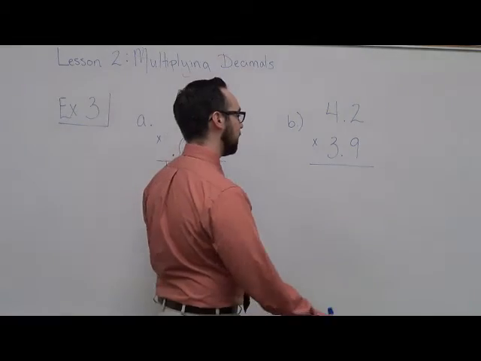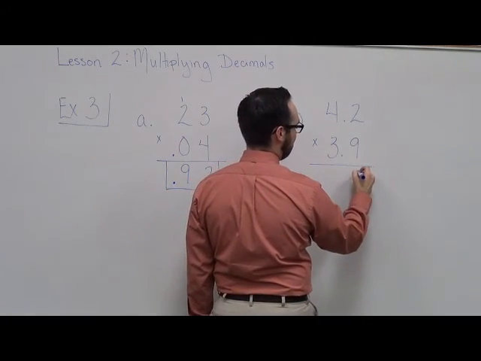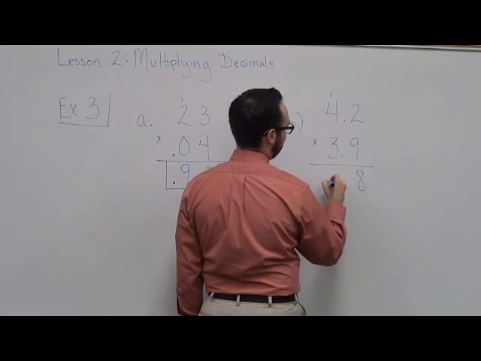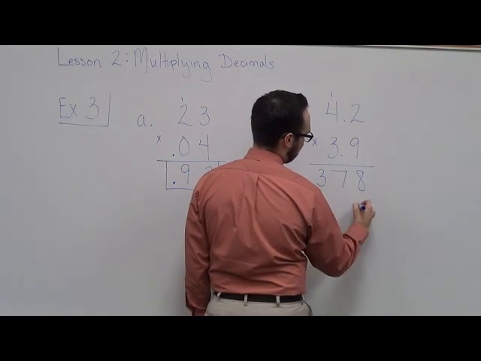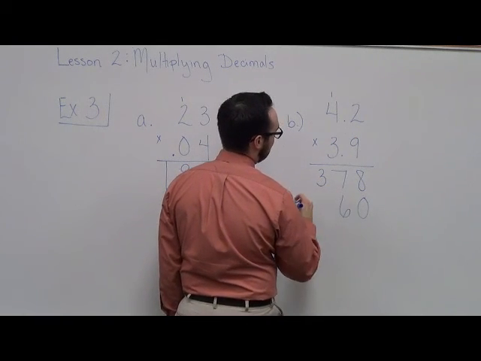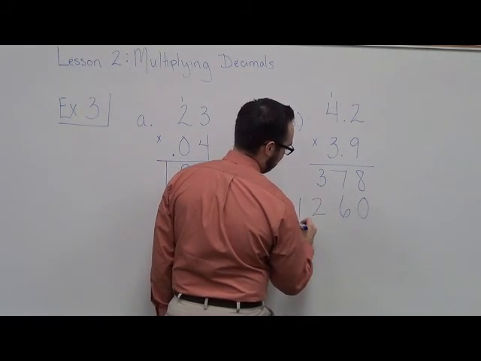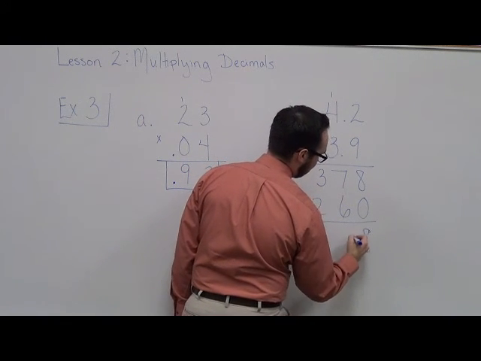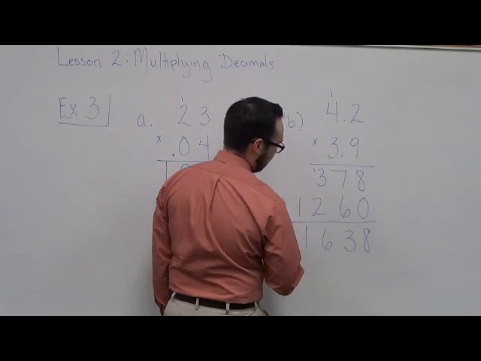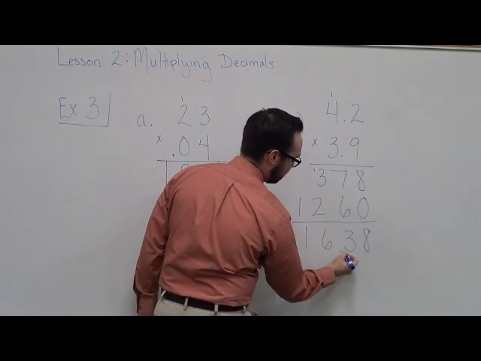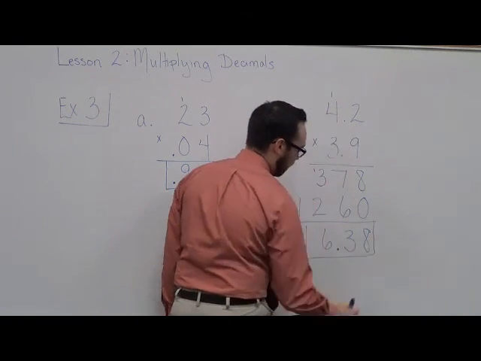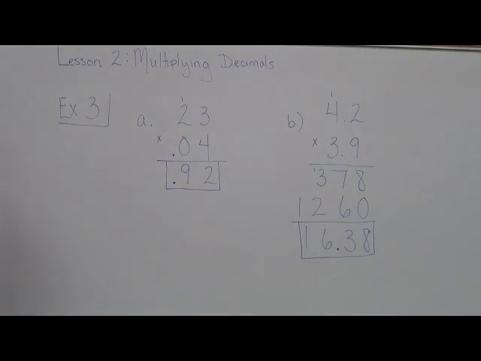So moving on to part B, we have 9 times 2 is 18. Carry the 1. 9 times 4 is 36, plus 1 is 37. Put a 0 as a placeholder. 3 times 2 is 6. 3 times 4 is 12. So when I add, we have a total of 2 decimal places. So I move over 2 decimal places, and I get 16.38 as my final answer for part B.